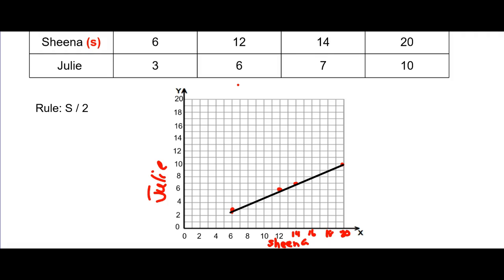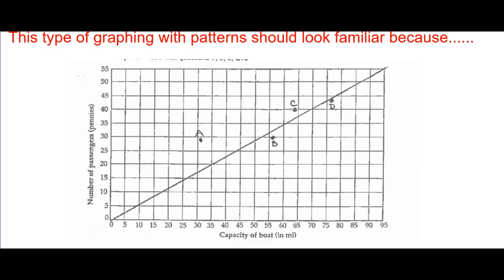Okay, so let's look at another example. This should look familiar to you. This is from science class. You've been doing this type of graphing in science. This is from your boat experiment where you were measuring the capacity of the boat and doing the test to find out how many passengers could fit in the boat. And then drawing a line through your data, which should show a relationship.